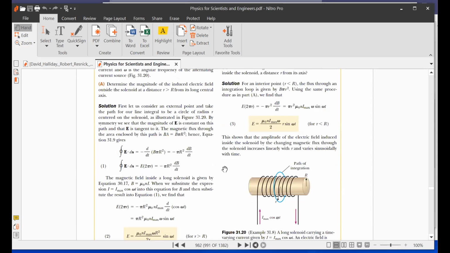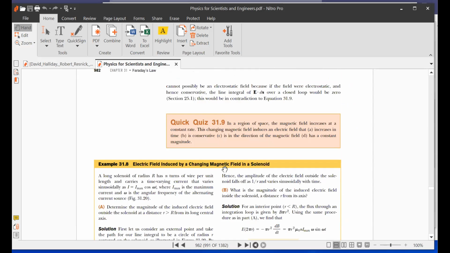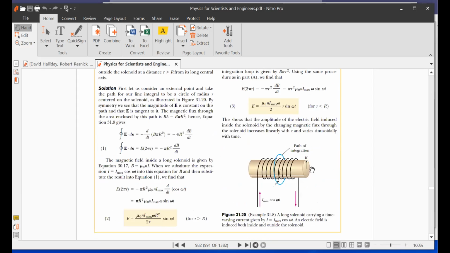This is the example of a long solenoid of radius capital R, with n turns of wire per unit length, carrying a time-varying current I equal to I max cos omega t. This I max is the maximum current, and this omega is the angular frequency of the alternating current.